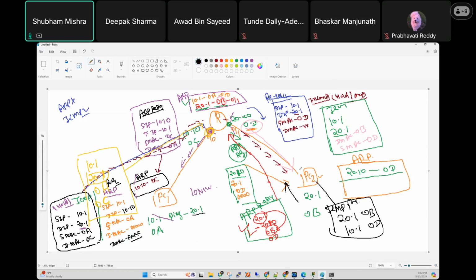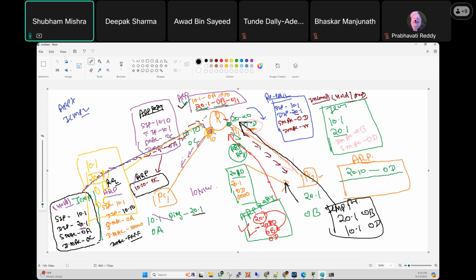This packet will reach the router. What will the router do? Router will check. First of all, the router looks in the ARP table. If the router has already learned the entry, then what will the router do? Router will reset the timer. Now the router will take the forwarding decision.